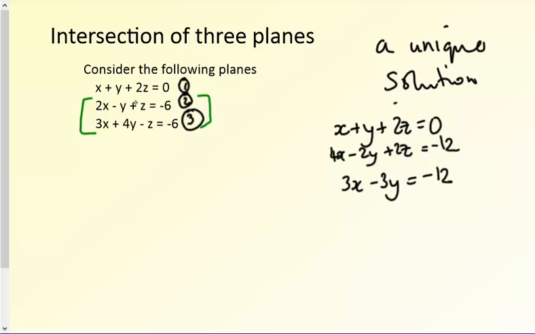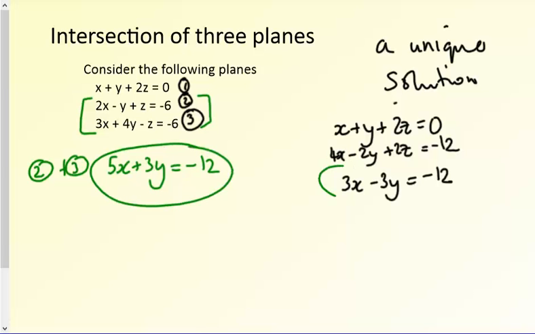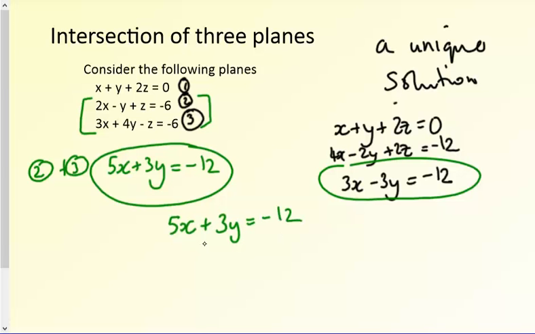So this one looks a little bit easy because I've got z here and minus z, so just doing 2 plus 3 here will allow me to eliminate z. So 5x plus 3y, the z's cancel out, is equal to minus 12. So we have gone from having 1, 2, 3 equations with 1, 2, 3 unknowns to 2 equations and 2 unknowns. So this looks similar now to the simultaneous equations that you might have solved previously in perhaps just 2 dimensions.